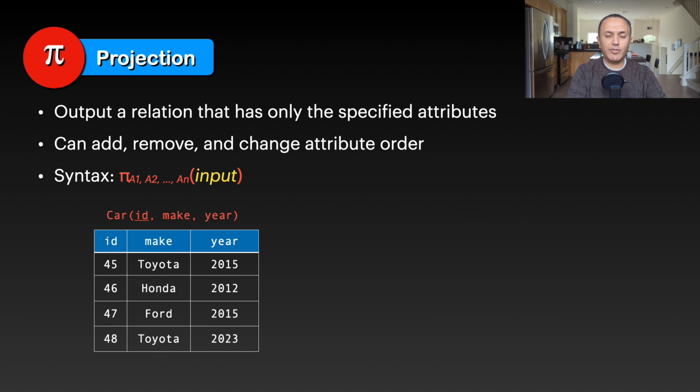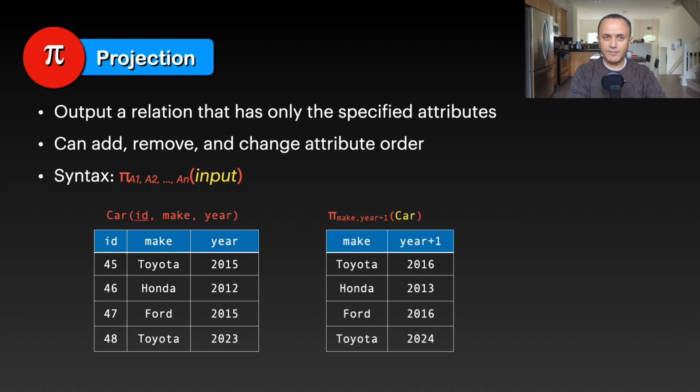We could do something like this. We could do a projection of make and year plus 1. Note here, the second attribute is actually an arithmetic expression, or could be any kind of expression, could be a string expression depending on the attributes that we have. What does this mean? It means that for every tuple, you're going to evaluate that expression, and you're going to put the value or the output of that.